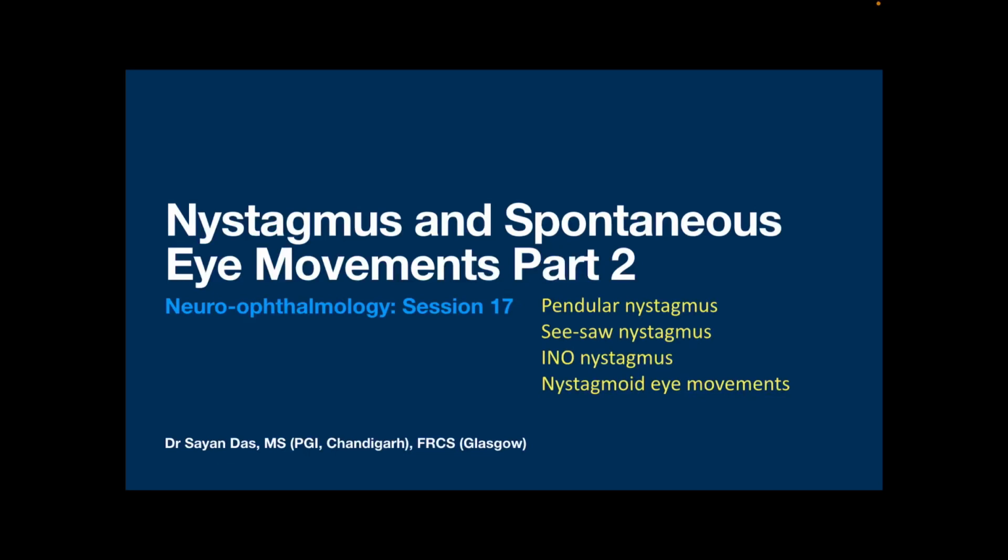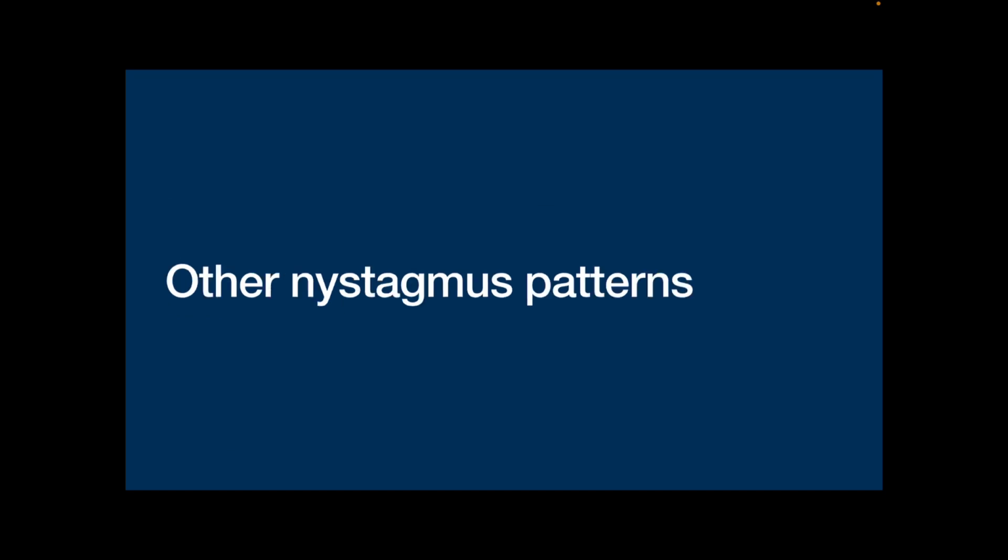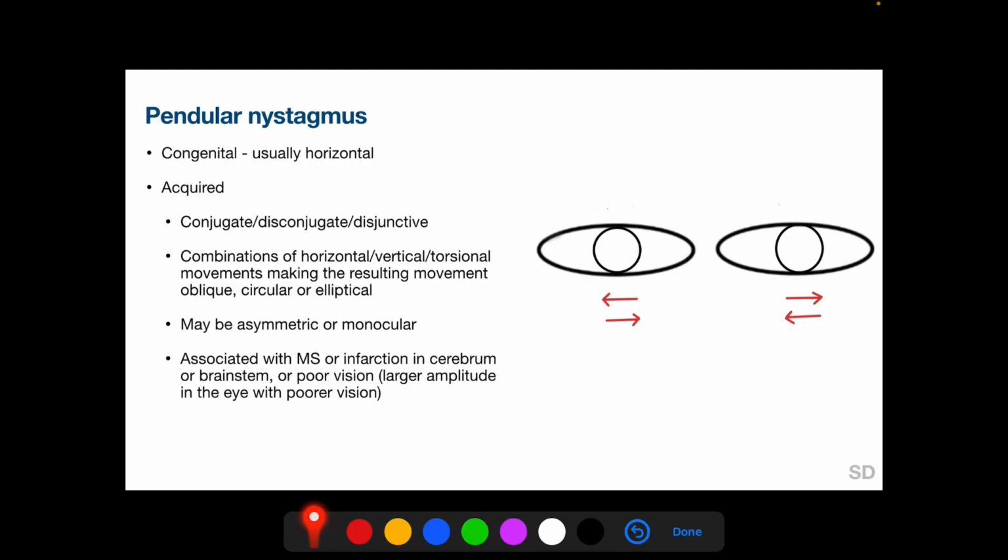Welcome. In this second session on spontaneous eye movements, we'll be talking about a few more important forms of nystagmus as well as nystagmoid eye movements. Pendular nystagmus can be congenital or acquired. Congenital pendular nystagmus is usually horizontal.